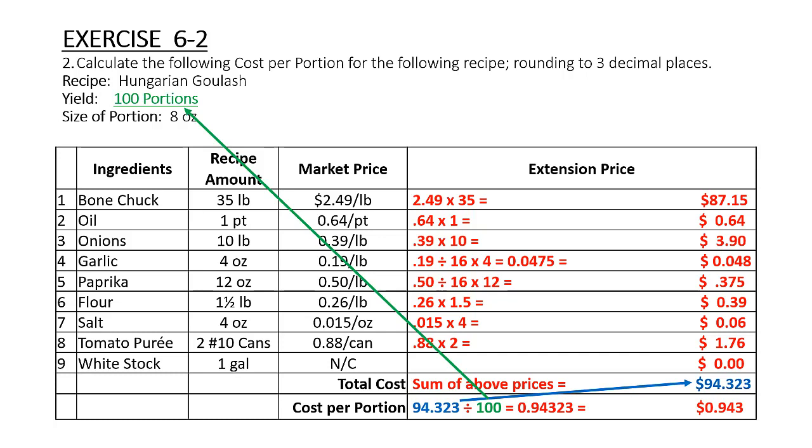We paid $94.323. We're going to divide that by the amount of units we got. So we're getting 100 portions for that cost, and round it off to 3 decimal places. The cost per portion is $.943 per portion. Remember, it's the total cost of the recipe divided by the amount of portions we get in that recipe to get us the portion cost.